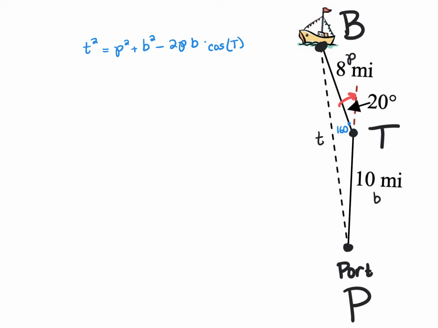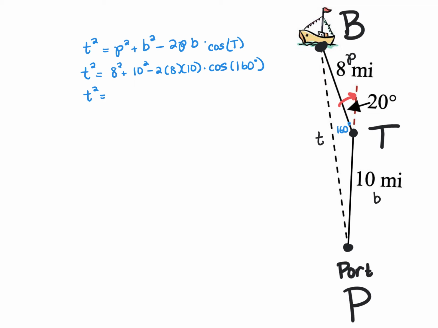Now, I'm going to plug in what I know. I do not know T. That's something I would have to find, and that's what I'm looking for. I'm looking for that total distance traveled. Little p is 8. Little b is 10. Let me go ahead and put those in where they belong. And then we know that angle T is 160 degrees. What's great about this is that we know everything on the right side. So this is one where we can just plug everything into the calculator and we don't have to worry about order of operations at all.